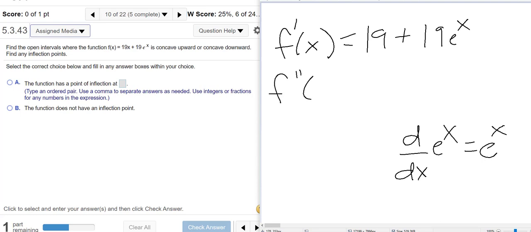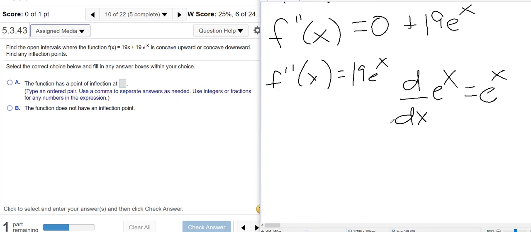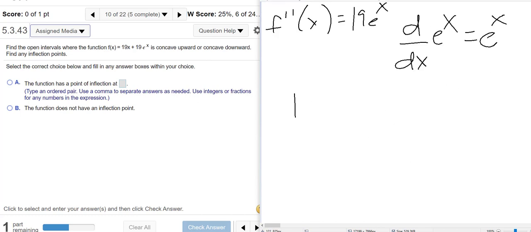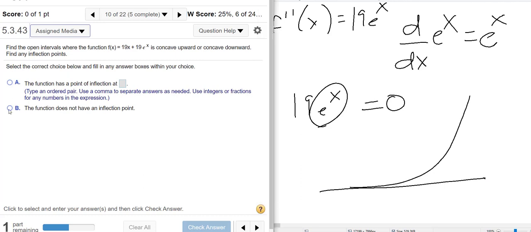F double prime is going to be 0 plus 19e to the x. So our second derivative is 19e to the x. Now we need to know where 19e to the x equals 0. Well, if you remember, e to the x never crosses the x-axis. It's never 0. So it does not have an inflection point.